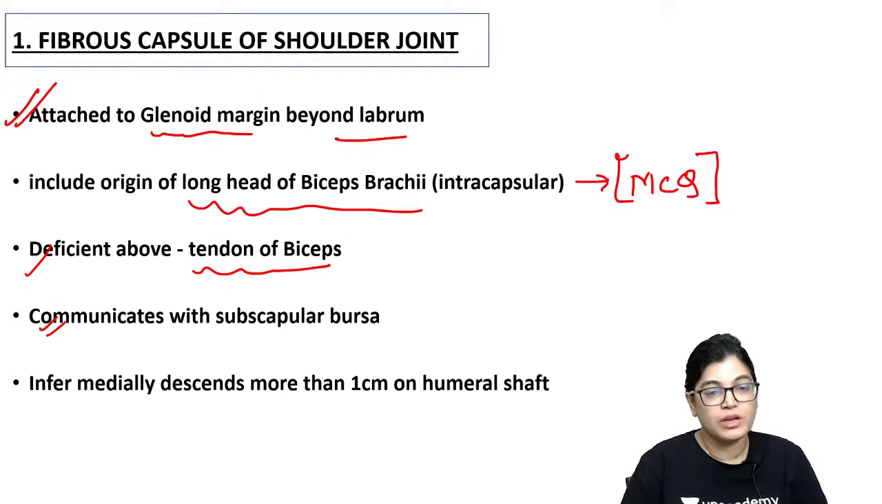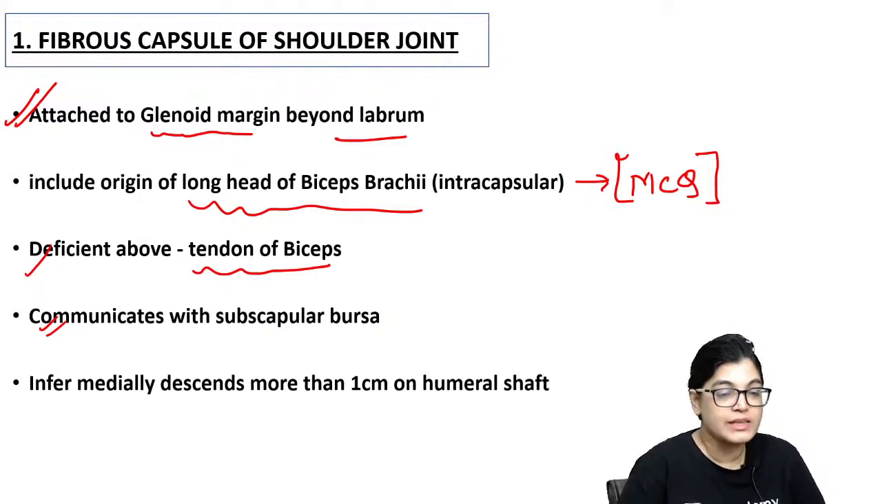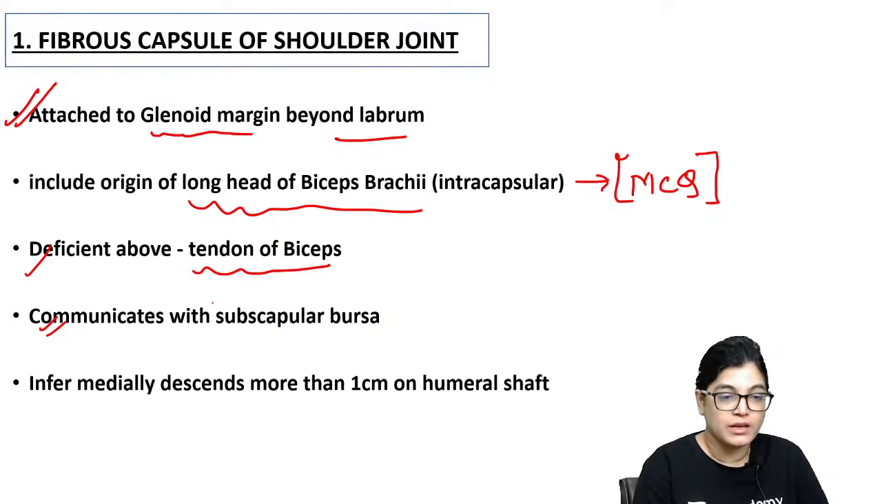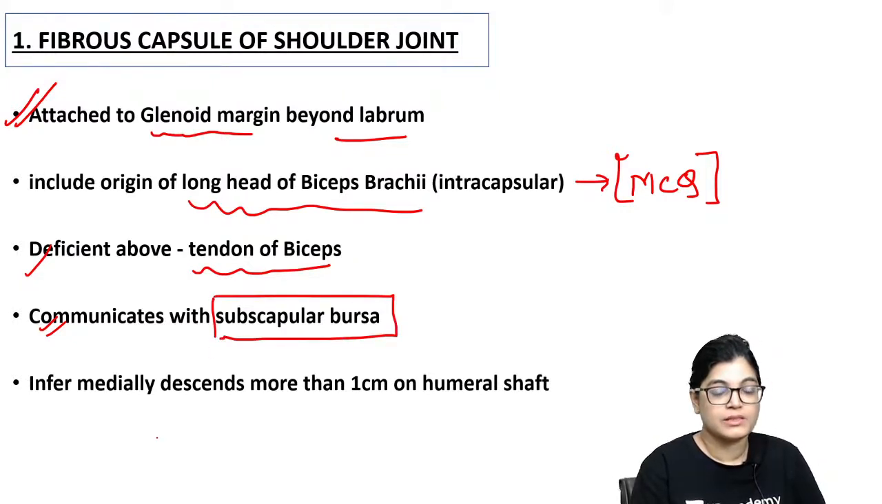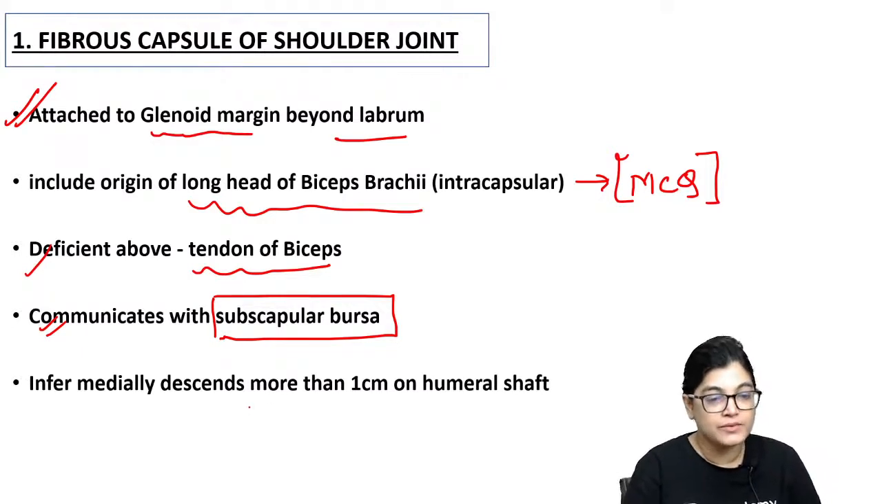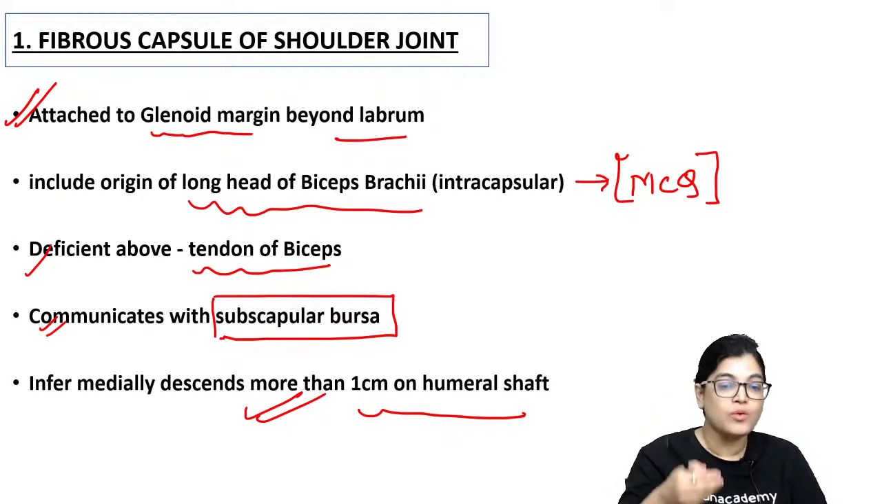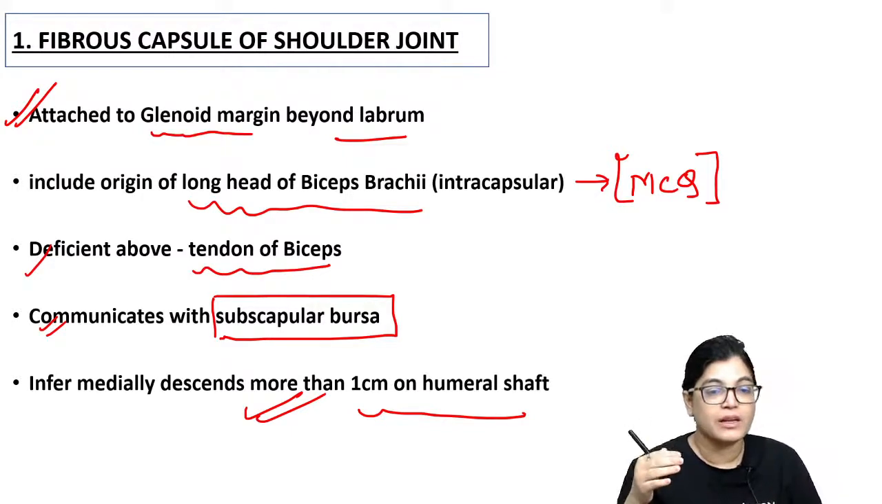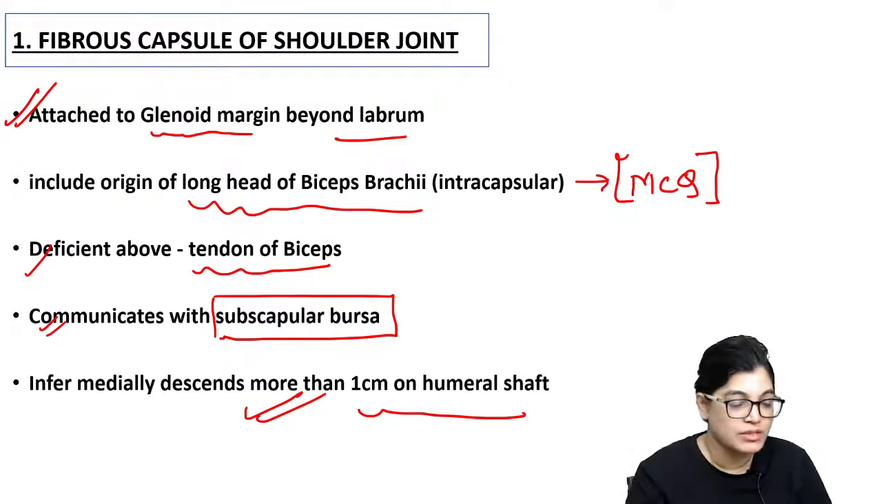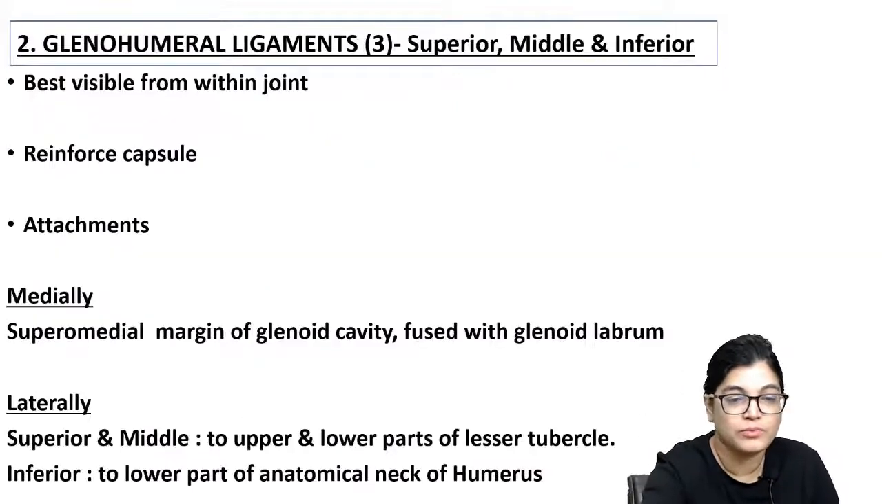The fibrous capsule also has communication with certain bursae, and the bursa which has a direct communication with the fibrous capsule of the shoulder joint is the subscapular bursa. As I have shown you in the diagram, inferiorly it is weaker. The reason is that it descends approximately 1 centimeter down onto the humeral shaft, not exactly on the anatomical neck.